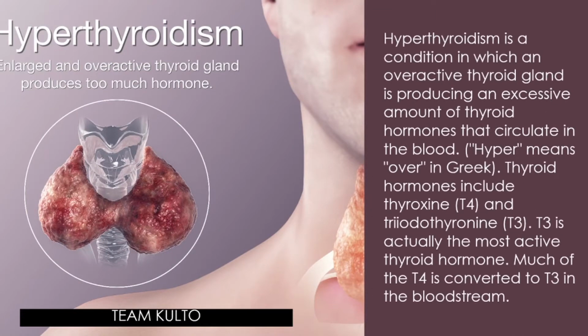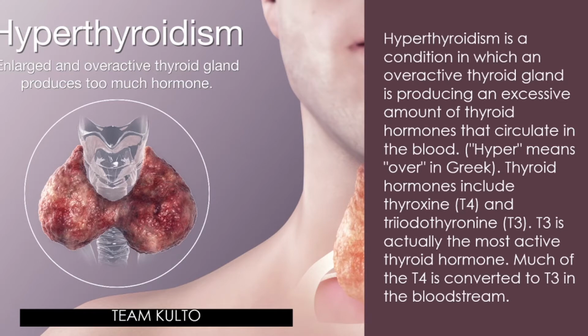This is a condition in which an overactive thyroid gland is producing an excessive amount of thyroid hormones that circulate in the blood. Now, thyroid hormones include your T4 or thyroxine and triiodothyronine or T3. Now, T3, you guys, is actually the most active thyroid hormone. Much of the T4 is converted to T3 in the bloodstream. Remember the function of iodine in converting T4 to T3?